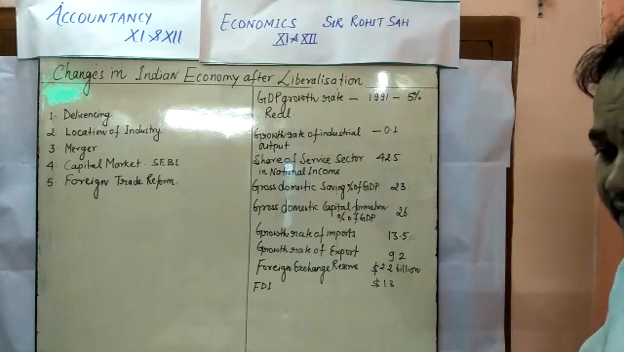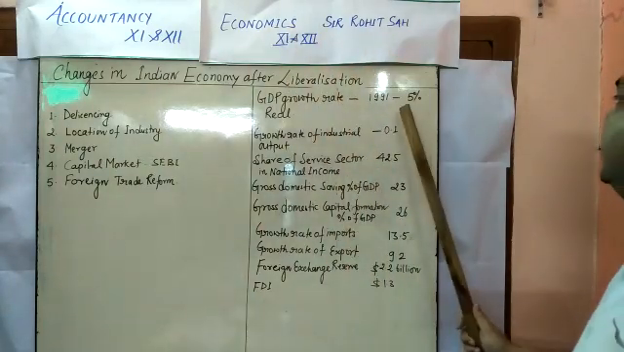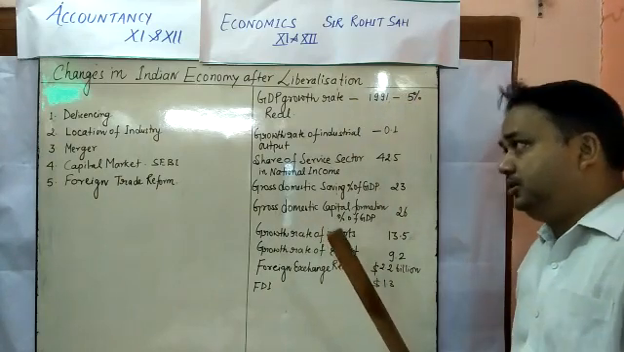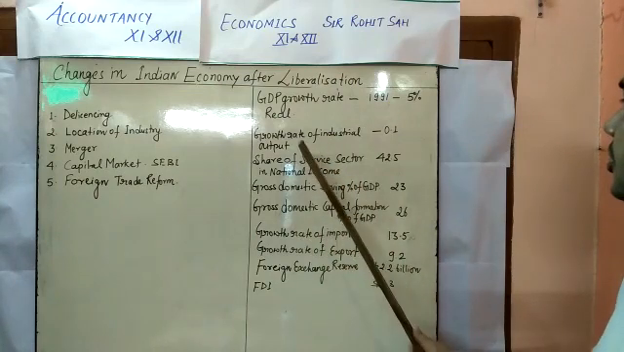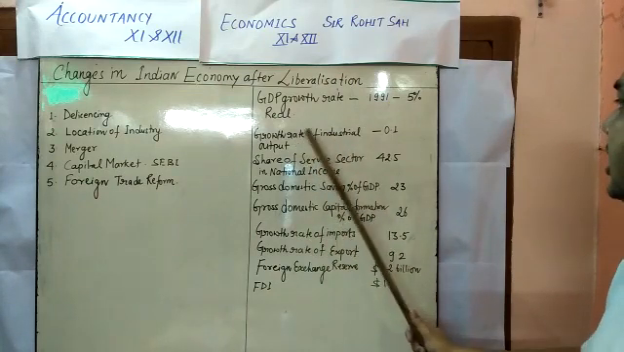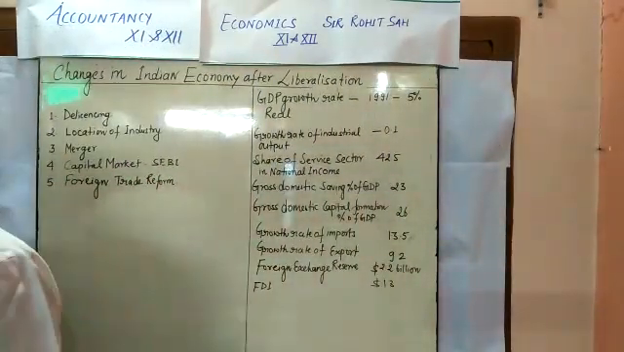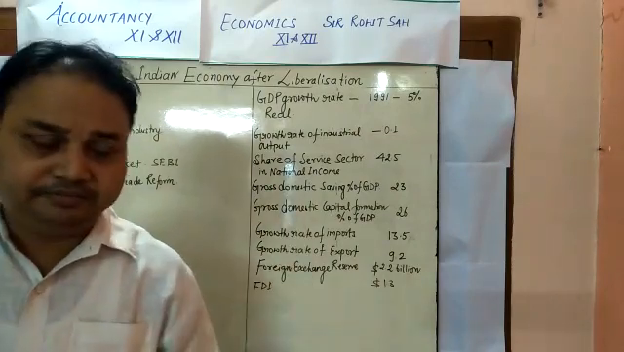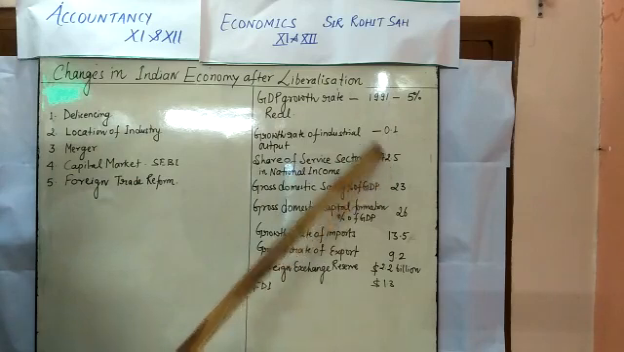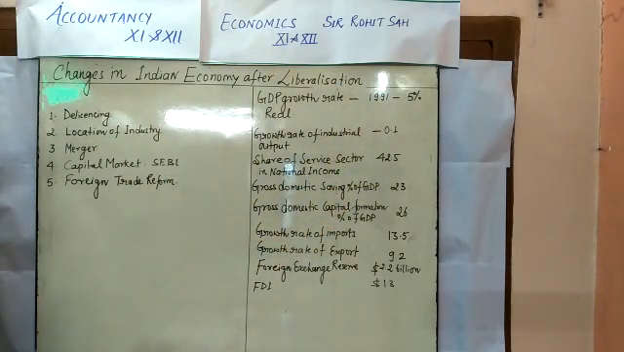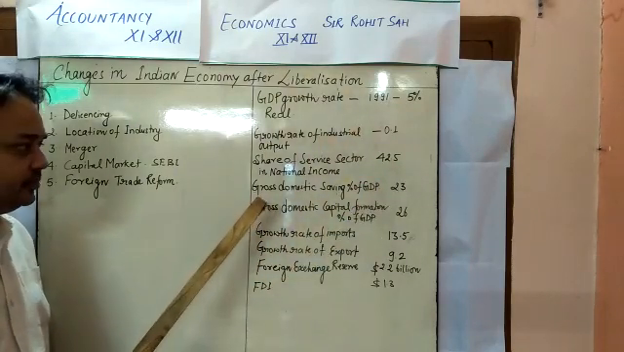The first data is the GDP growth rate, in terms of real growth in 1991, that is only 5%. Next, very important, the industrial growth rate output was only 0.1, but now industrial growth rate output is more than 9. Third, the share of the service sector was 42.5% of national income, but now it is more than 60%.